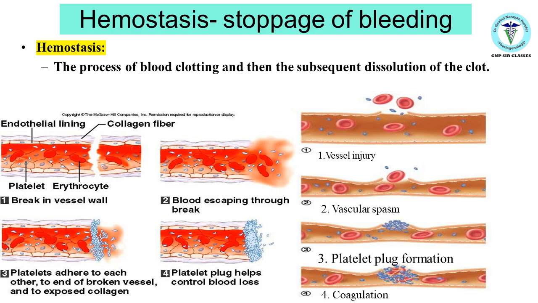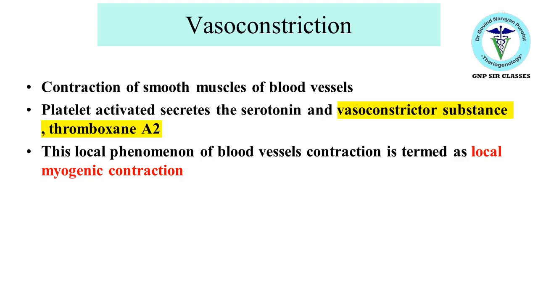Hemostasis is the process of stopping bleeding, which involves blood clotting and the subsequent dissolution of the clot. It includes steps like vessel injury, vascular spasm, platelet plug formation, and coagulation. Vasoconstriction involves the contraction of smooth muscles in blood vessels, which is triggered by the release of serotonin and vasoconstrictor substances like thromboxane A2 from activated platelets.